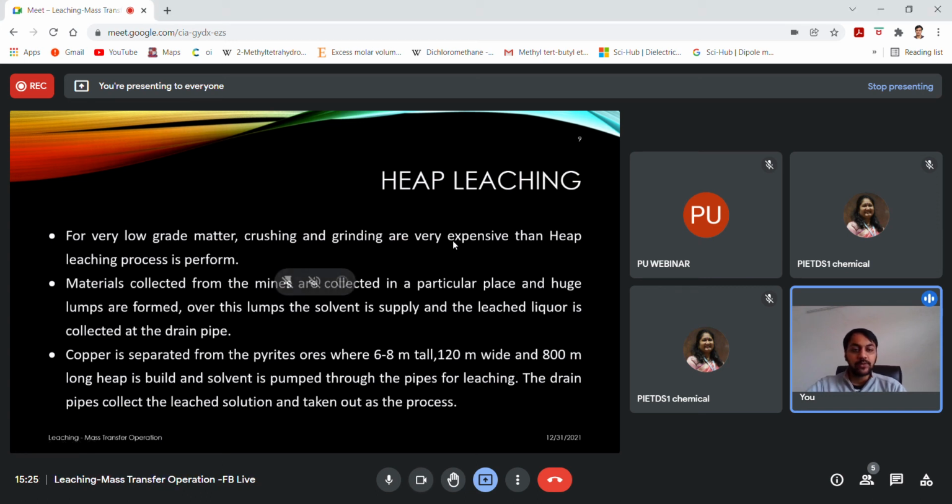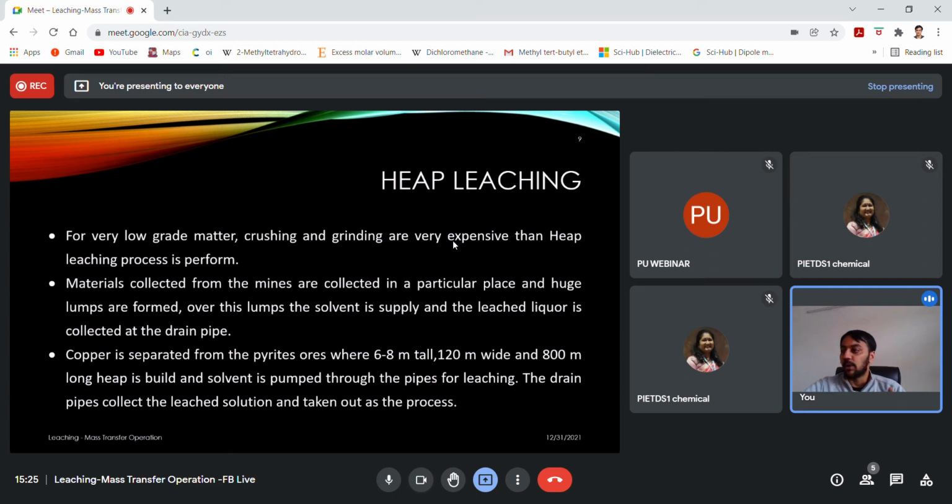So what we are doing, we collect that low-grade matter, or the material that is extracted from the earth. We make one big heap over a wide range of land, and that material is contacted with the solvent.